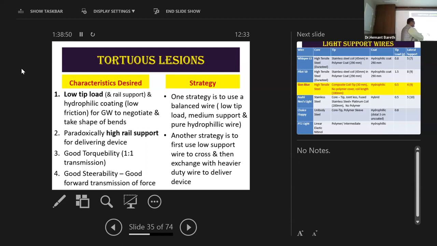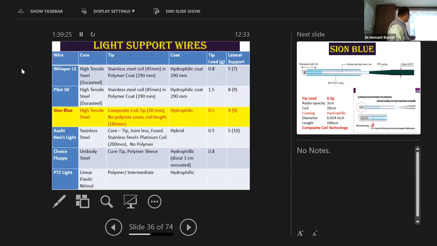But the second strategy is that you use a low support wire to cross the lesion. And then over a micro catheter, you exchange with a heavier duty wire. That way, you have already tracked and reached beyond the lesion. That part is done with a low support, low tip load wire. But once you cross that lesion, you put in a micro catheter and you exchange with a heavier duty wire. So that is another option that you can take. And let us see how those options work out.